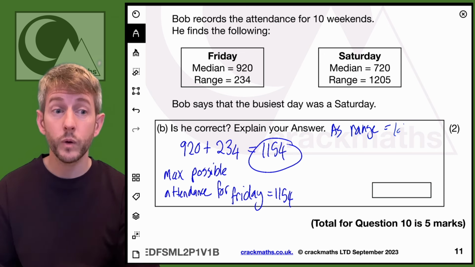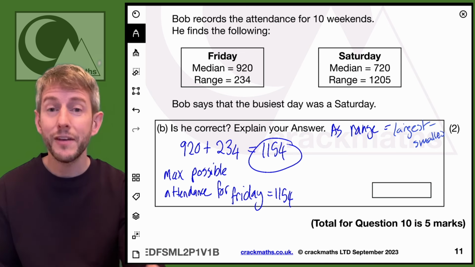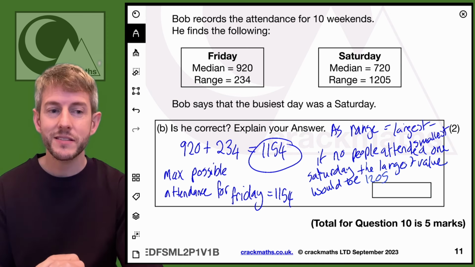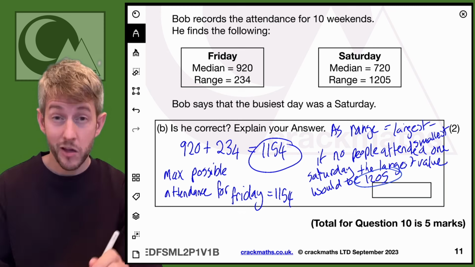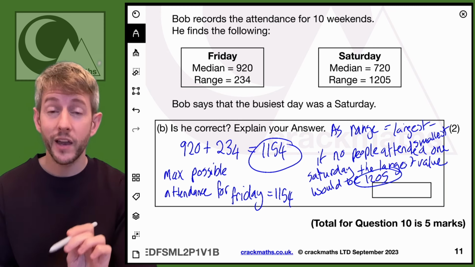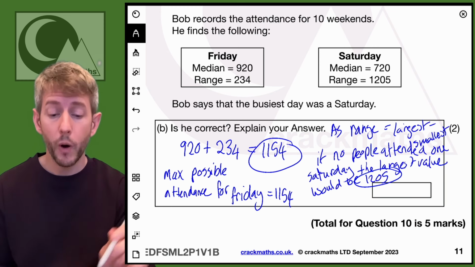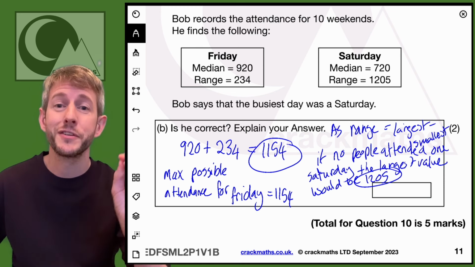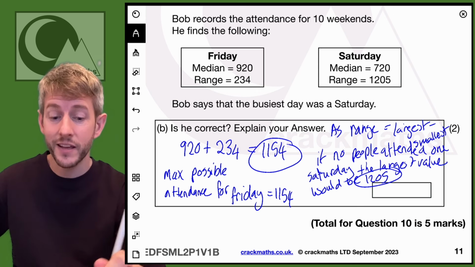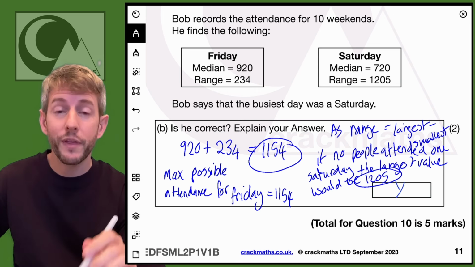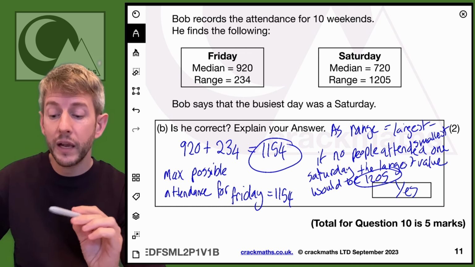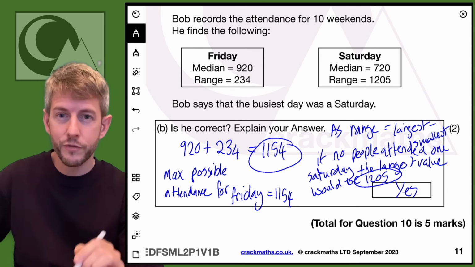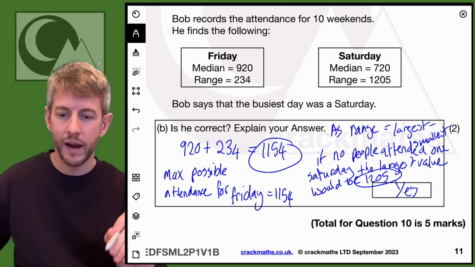As the range equals the largest take away the smallest, if no people attended one Saturday, the largest value would be 1,205. As 1,205 is still larger than 1,154, Bob is correct, because the smallest largest attendance for a Saturday would be 1,205, but the largest possible attendance for a Friday is 1,154. So therefore, Bob is correct.